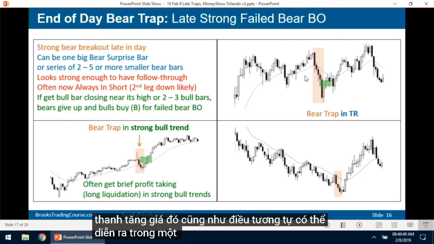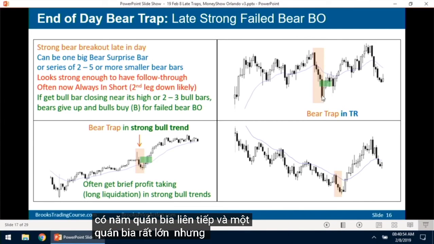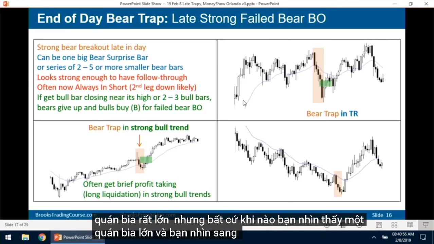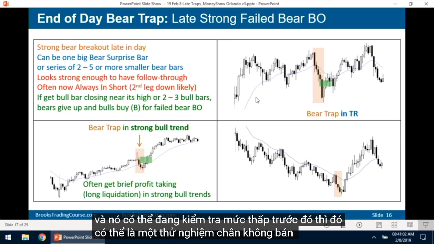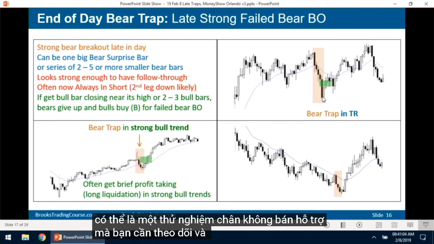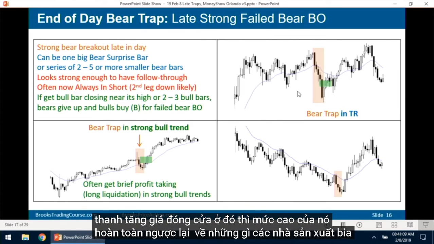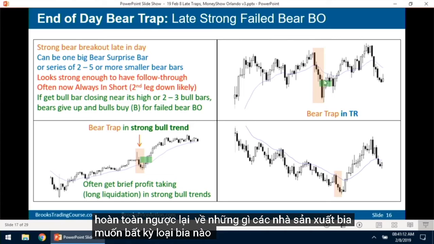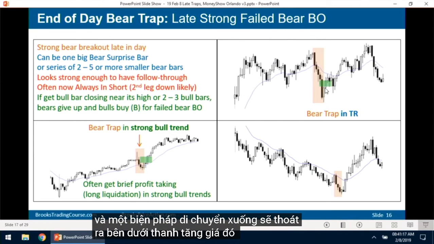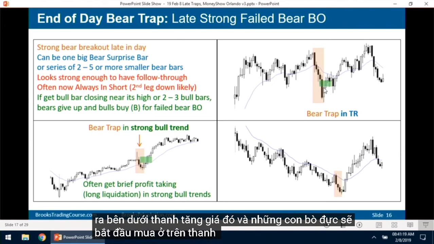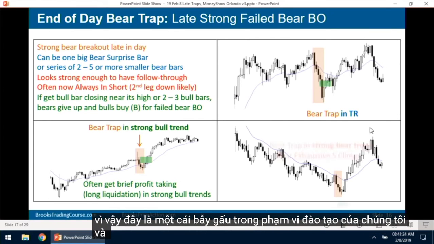The same thing can take place in a trading range. Here we have 5 consecutive bear bars and a very big bear bar. But whenever you see a big bear bar and you look to the left and it's possibly testing a prior low, it might be a sell vacuum test of support. You need follow through, and if you get a bull bar closing near its high, that's exactly the opposite of what the bears want. Any bear who sold anywhere down here hoping for a break below the low and a measured move down is going to get out below that bull bar, and bulls will start to buy either above that bar or they'll wait for a second entry buy over here. So this is a bear trap in our trading range.